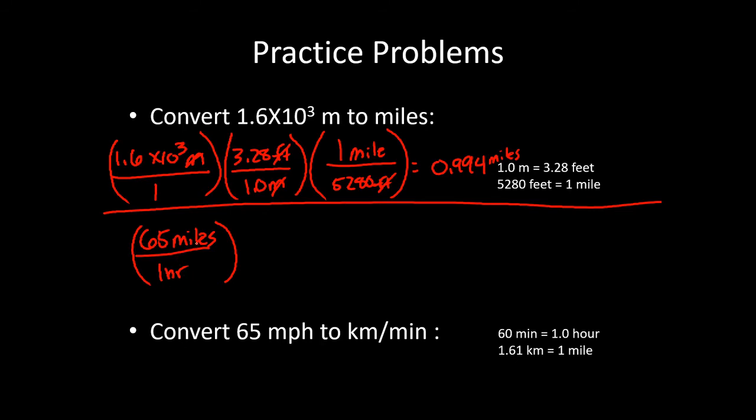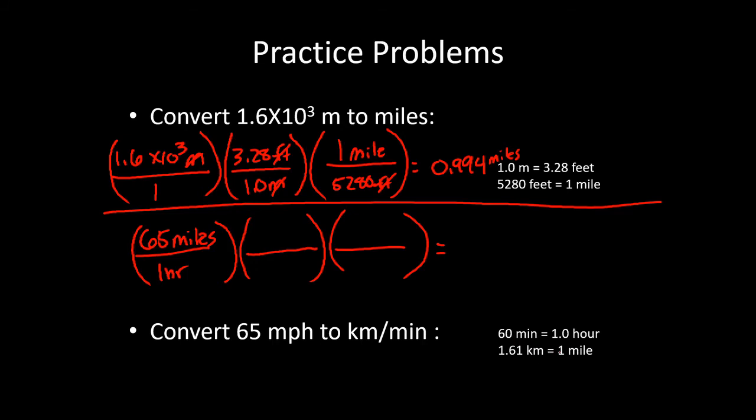This is a very common mistake by students, is trying to put both the miles and the hours up in the numerator. It's going to get you all messed up in terms of the math here. So anytime you have something per something, that first unit goes in the numerator, second unit goes in the denominator. So we want to convert this to kilometers per minute. So we have 2 different units that are changing, so we are going to need 2 different conversion factors.